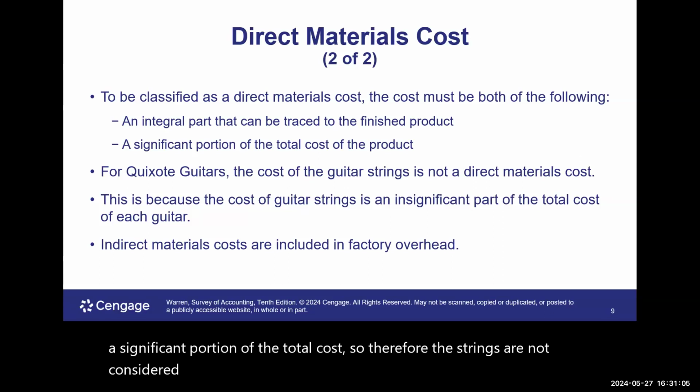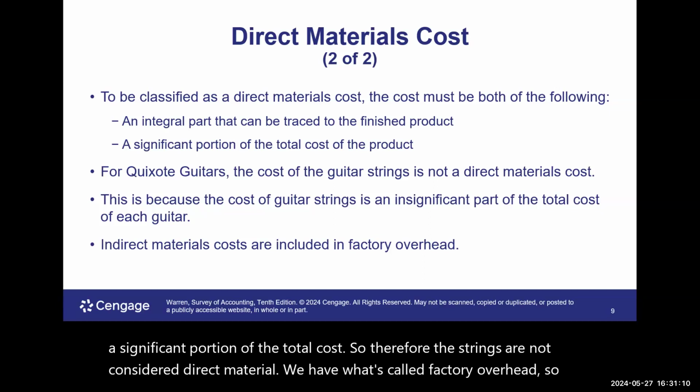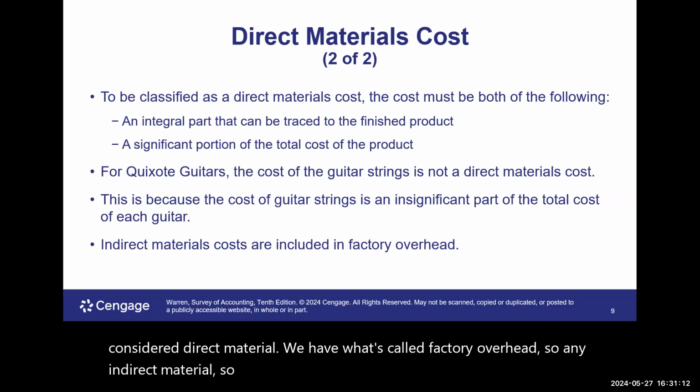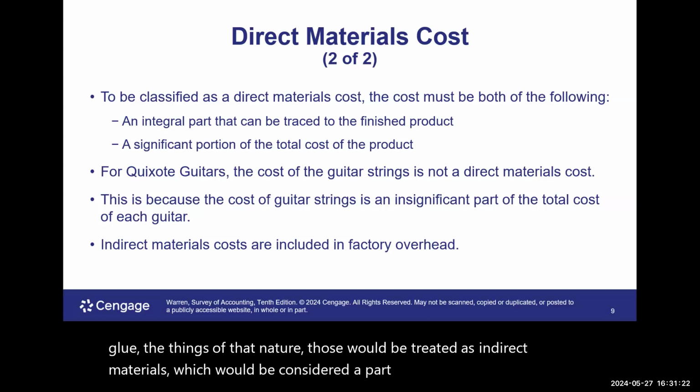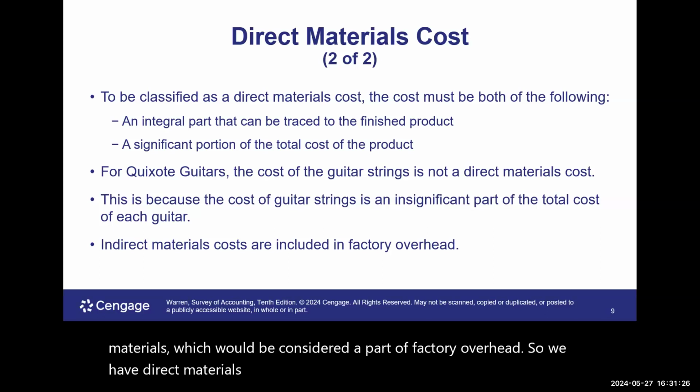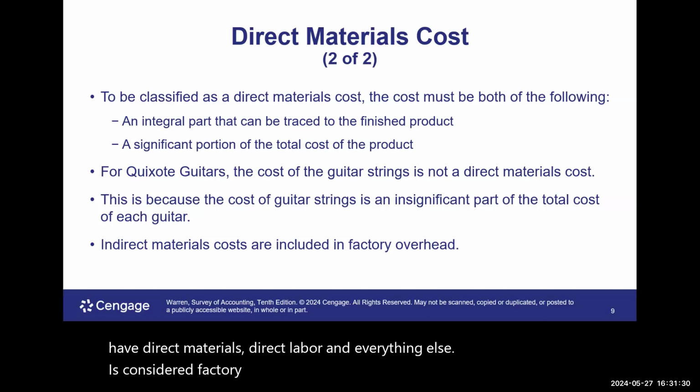We have what's called factory overhead. So any indirect material, so let's say that someone is building a desk, the nails, the glue, the things of that nature, those would be treated as indirect materials, which would be considered a part of factory overhead. So we have direct materials, direct labor, and everything else is considered factory overhead, as we'll learn in a few.